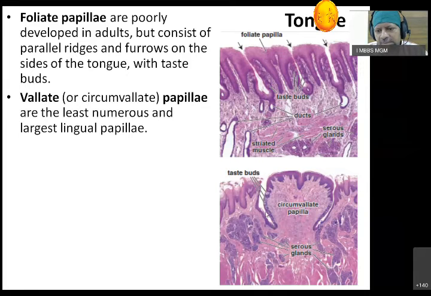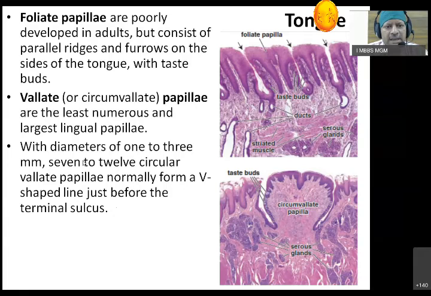And another papilla which is grooved inside. See, it goes below. See here, the epithelium is going up. Here, the epithelium is going down, just in front of the V-shaped groove, and this is called circumvallate papilla. These are irregular. Diameter is 1 to 3 millimeters. That's why we may be able to see by the naked eye 7 to 12 circumvallate papillas.